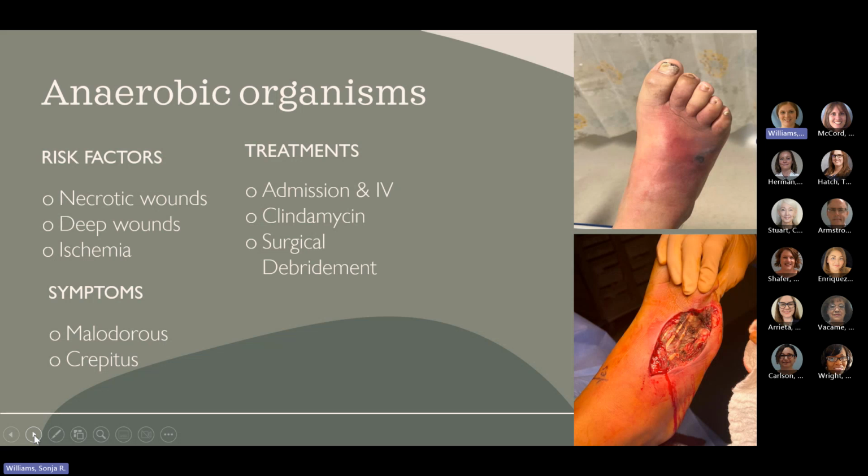These patients need to be emergently admitted to the hospital, and they need IV antibiotics. One thing commonly missed in the emergency department is that these patients should have clindamycin as part of their IV regimen. So if you're admitting a patient, starting them on clindamycin as soon as possible will be beneficial, and then urgent surgical debridement.